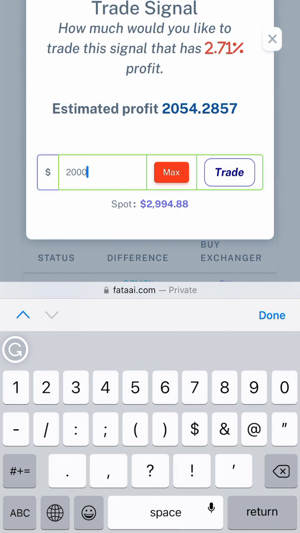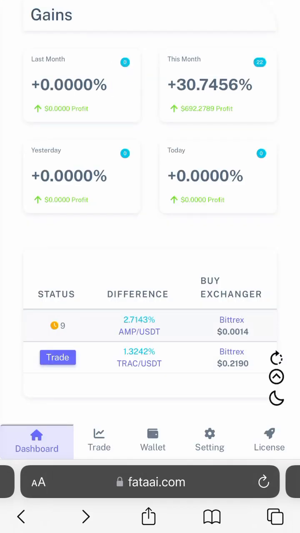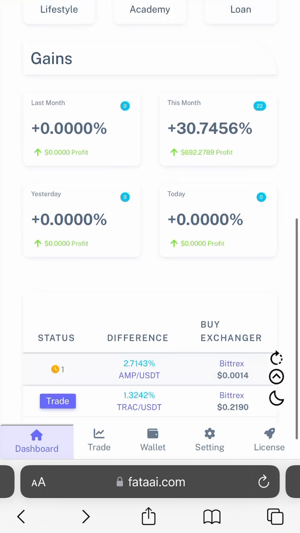Remember, if you are not on a license where the maximum amount per trade is up to 2,000, it won't go through. So you just need to know all these things. I can simply click on Max, and it will bring in all my money here. So you see the profit I'm going to make. Let me just trade. Once I trade, you see the countdown is already counting down. 6, 5, 4, 3, 2, 1.